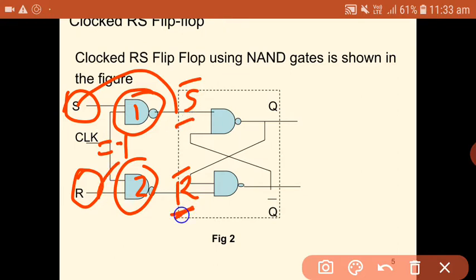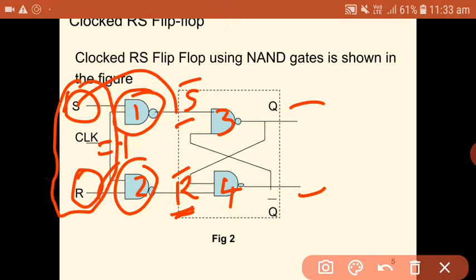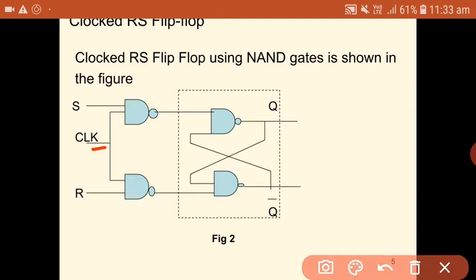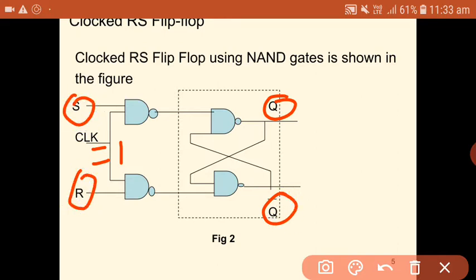S bar and R bar will be available at the inputs of the third and fourth NAND gates, and correspondingly you will be getting the output. So depending upon the logic levels of S and R, the output will be produced based on the different combinations of S and R inputs. Whenever clock is equal to 1, only then will the output change its state depending upon the S and R inputs.